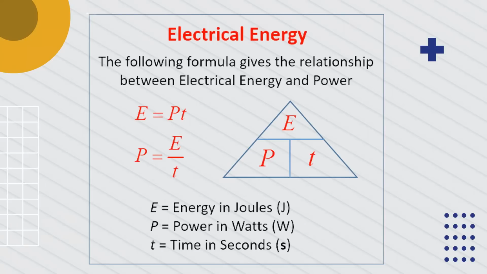Now, to get the formula for power, you can use again the triangle or the pyramid for easier access to the formula. So, power is equal to energy divided by time. Again, E is equal to energy in joules, P is power in watts, and T is time in seconds. So, again, the formula for power is electrical energy divided by time.